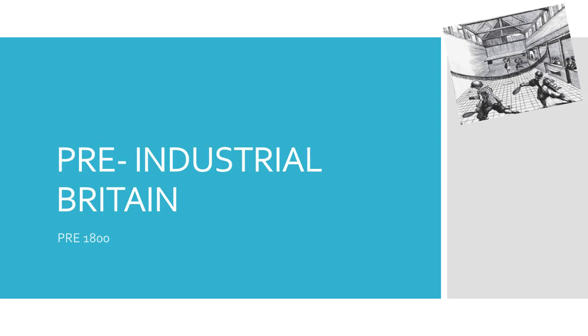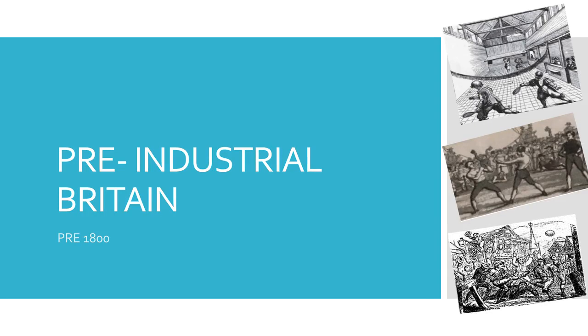To start off with, I have given you an A3 sheet of paper, and I've said to have a little look at, or list down, some of the examples of activities that you could participate in pre-industrial Britain. So I've put some images on the side here. Have a little look at whether you can identify them really quickly for me.